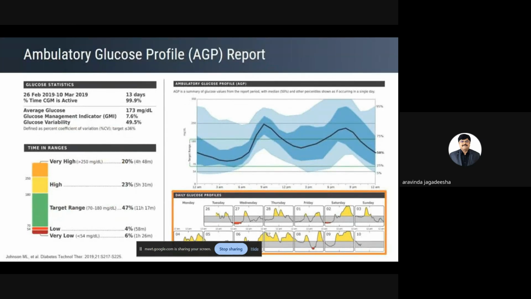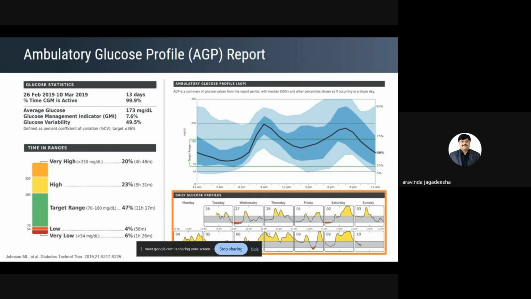Ambulatory glucose profile. See, this is how a busy slide looks, but it is very simple to understand. You can see on the left-hand side the glucose statistics. For example, they are taken for 14 days here, or 13 days you can take, 26 February 2019 to 10 March 2019. You can see the percentage time CGM is active is 99.9%, because it is a continuous process. The average glucose they noticed was 173, glucose management indicator was 7.6, glucose variability 49.5%.